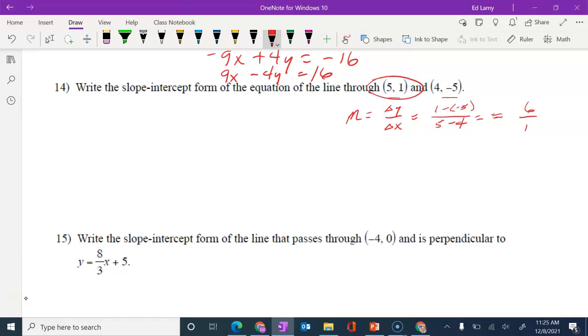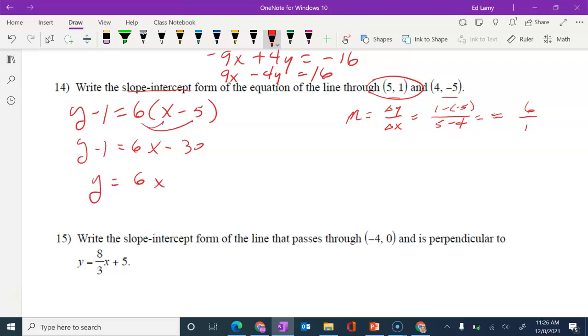I'll choose this one. Y minus the y coordinate is equal to the slope times x minus the x coordinate. That's the equation in point slope form, but we want it in slope-intercept form. That's y equal. So we'll just have to distribute the 6 and then get that 1 moved over. So y minus 1 is equal to 6x minus 30. Now isolate y by adding 1 to both sides. And that's in slope-intercept form.